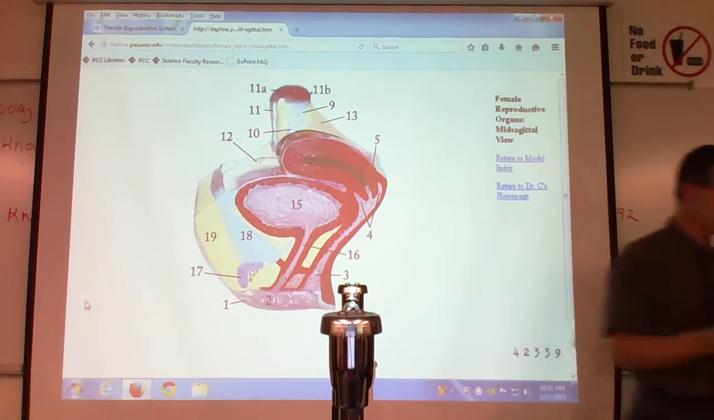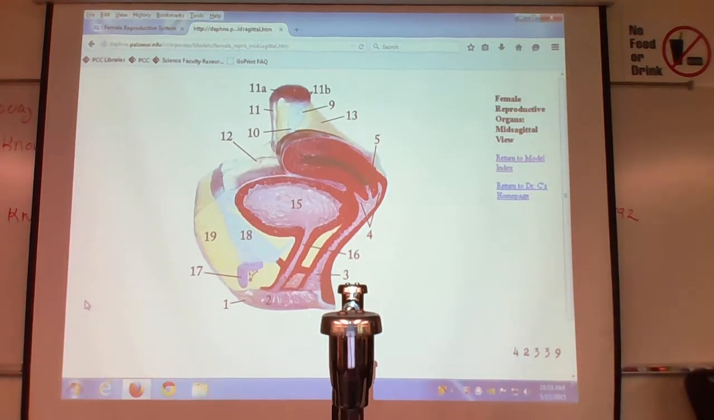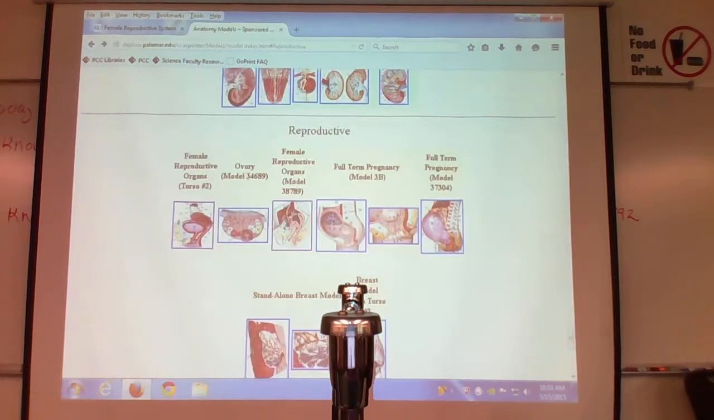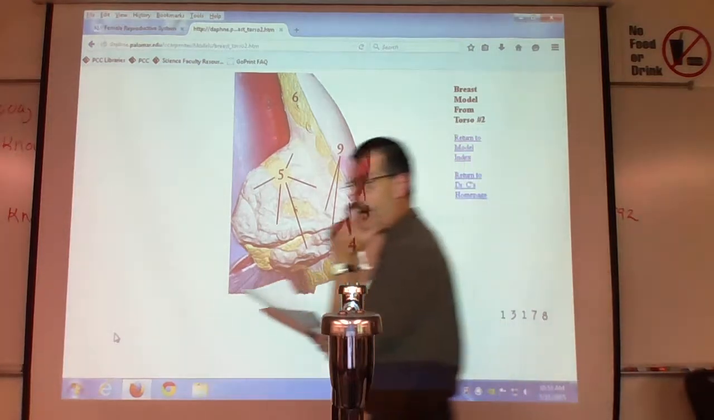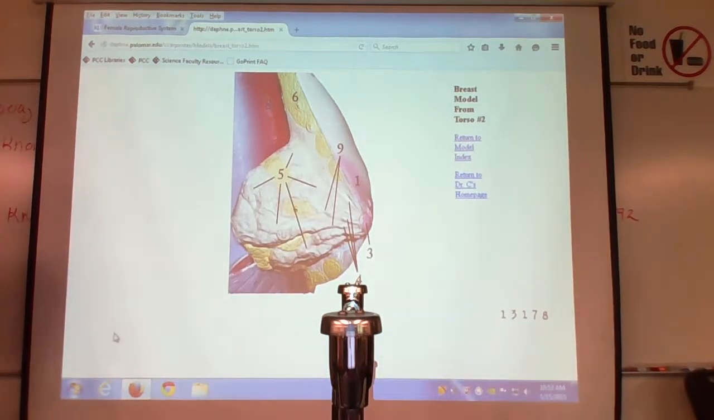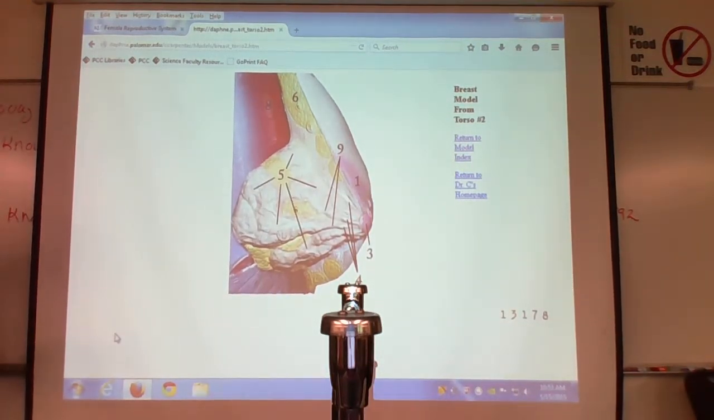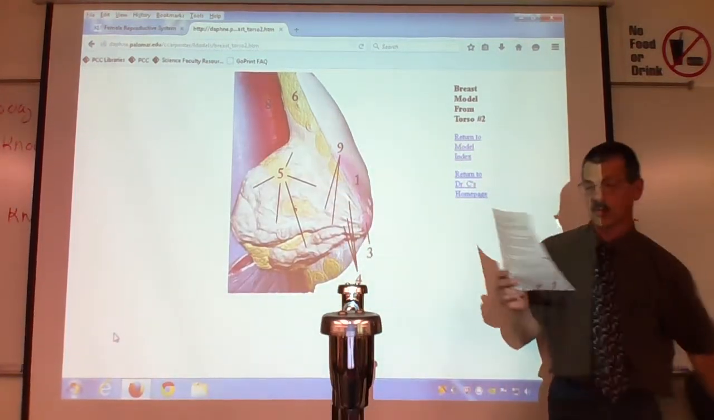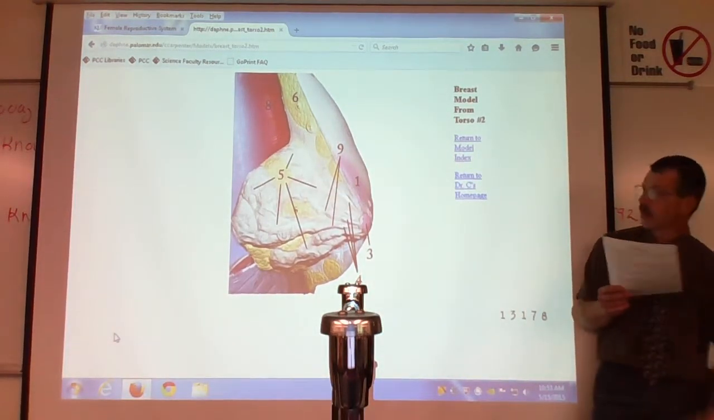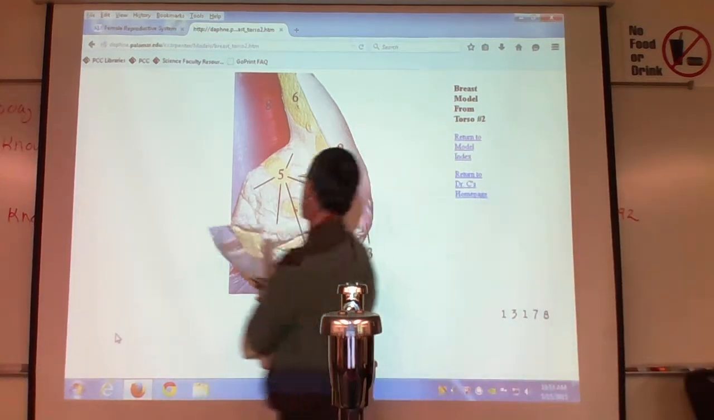So let's do one more. Almost forgot a few things on here. Let's go back to here. You have the mammary glands. All right, let's do the easy one. Number 3 is the nipple. Number 1 is the colored thing around the nipple, the bullseye. That's the areola.